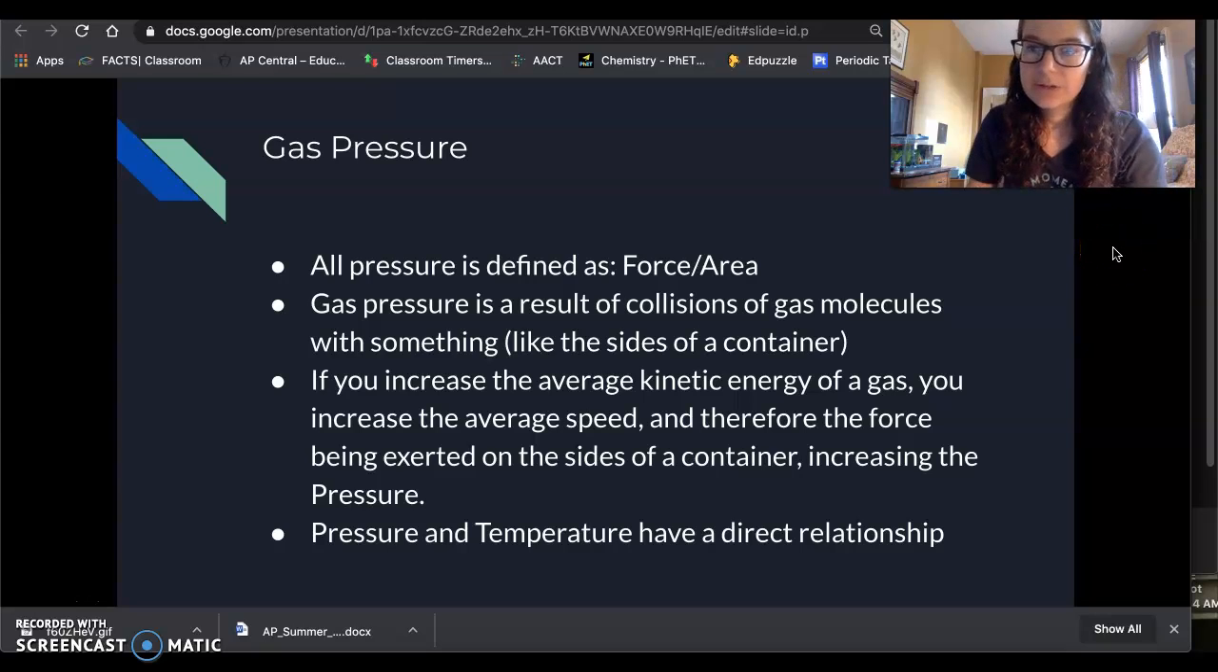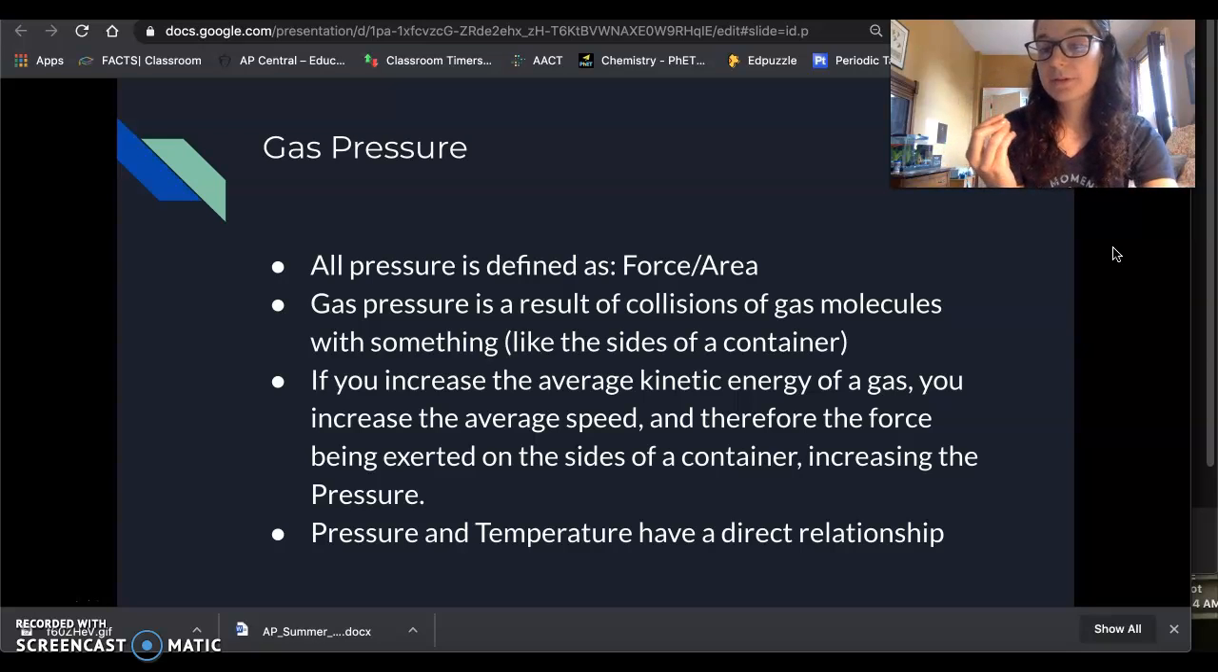So gas pressure, all pressure is defined as a force over area. For gas pressure, it's just the force that gas particles exert over a given area. Gas pressure is a result of collision of gas particles with the walls of a container, typically that they are confined by. If you were to increase the average kinetic energy of the gas, you increase the average speed of the particles. So when we think about a sample, we do refer to average kinetic energy because not all particles are going to have the same speed or the same kinetic energy.